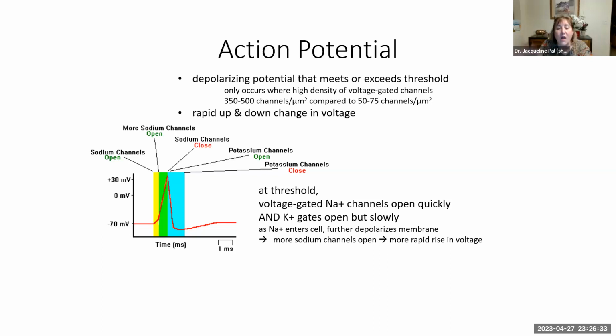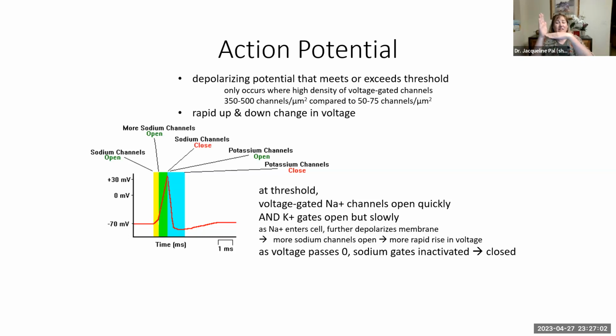So we're going to have a rush of sodium entering the cell, millions of ions per second. And that's going to further depolarize the membrane. And that gives us that steep upward curve on the graph. The more channels that are open, the more sodium rushes in, the more rapid the rise is.